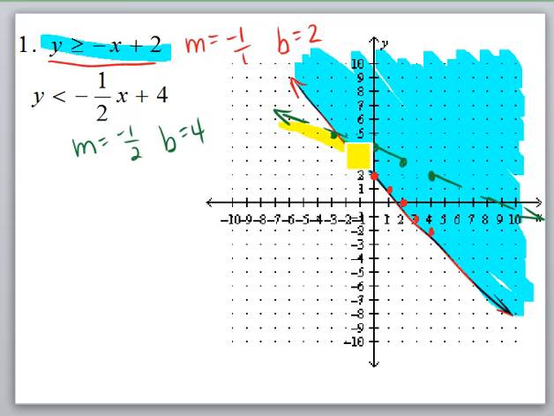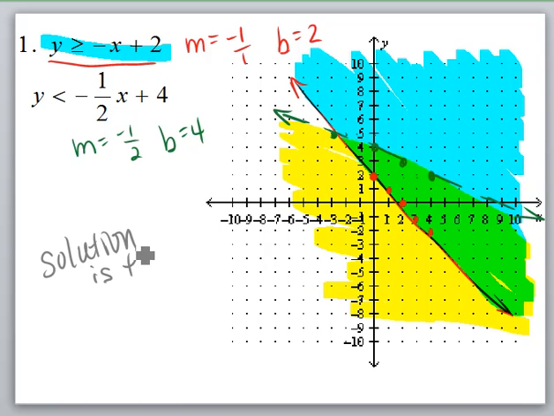So remember, my actual solution is where the two shadings overlap. So in this case, it actually turns it to green. So I'm going to write that off to the side. The solution is the green section. That's where the two shadings overlap.